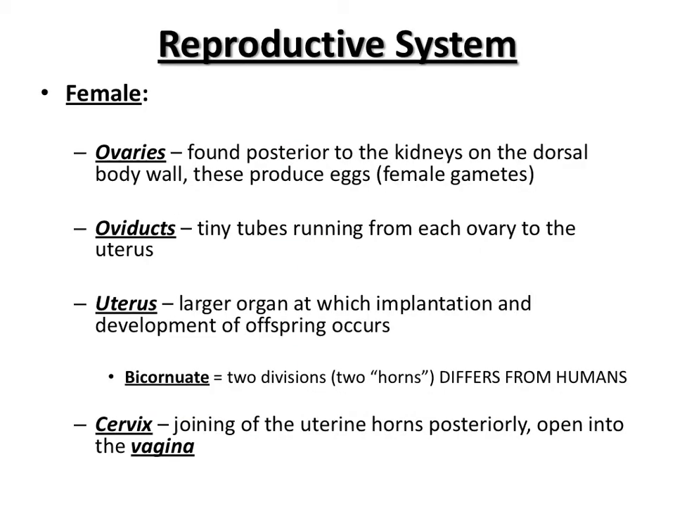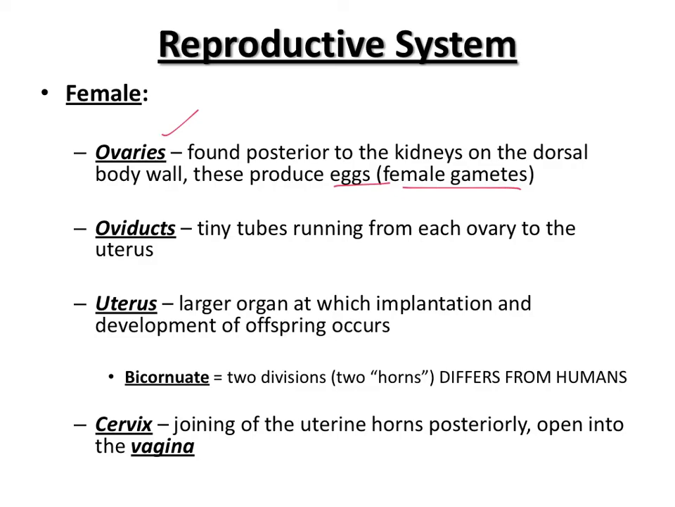Females are a little bit different, but all in all, it's a very similar system. Rather than testicles, they have ovaries. These are found posterior to the kidney, so a little further down the back than the kidneys, but against that dorsal body wall, and this is where you produce eggs, or the female gametes. Ovaries are really small in mink, and so you're probably going to struggle to find these if you have a female mink.